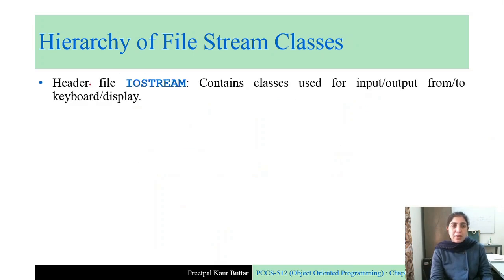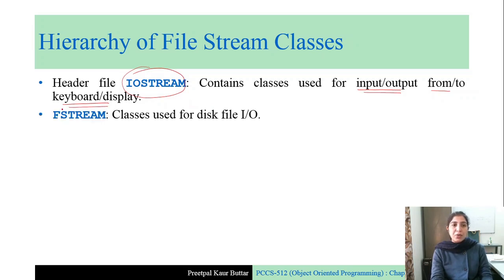Okay, so the header file for all the input output which is from the standard keyboard or display, for that we use the header file iostream. But now we want to deal with files. So iostream cannot deal with files. Iostream can deal with only the input which is coming from the keyboard and output which is going to the display. So if you want to use files in your program, then you must include another header file which is fstream. Fstream contains classes which are used to deal with file input output.